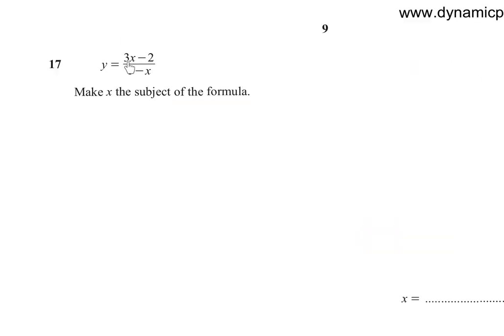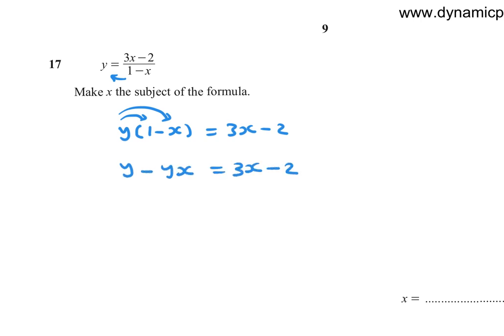Number 17, y equals 3x minus 2 over 1 minus x. Make x the subject. So cross multiply first. So y bracket 1 minus x equals 3x minus 2. Then expand: y times 1, y times x. So y minus yx equals 3x minus 2. Put x on the same side, you have a choice. So it's easier: 3x plus yx, and transpose negative 2 to positive, so y plus 2.